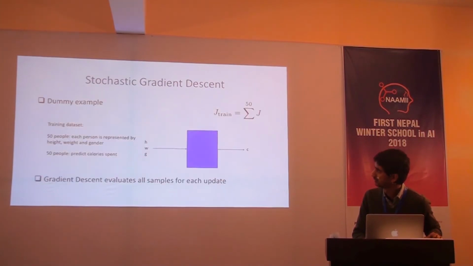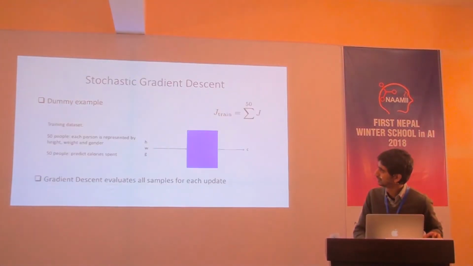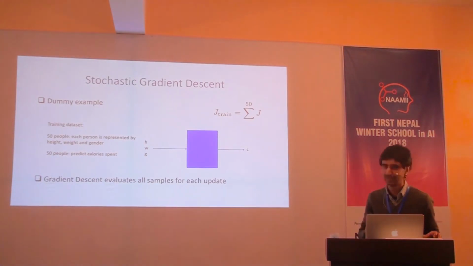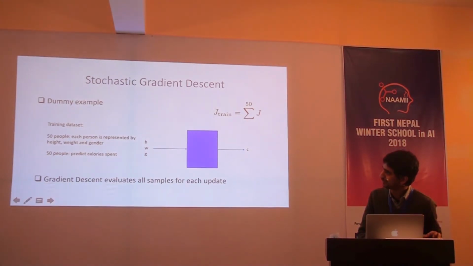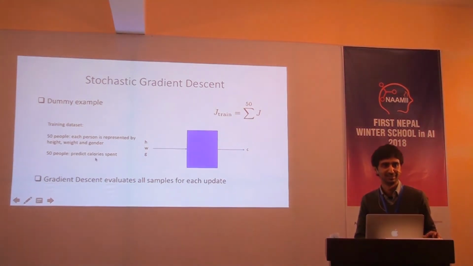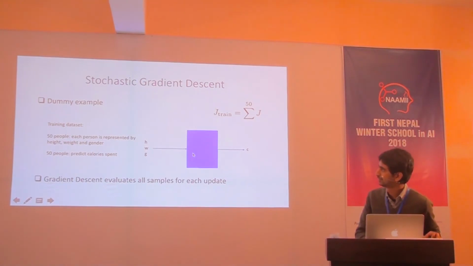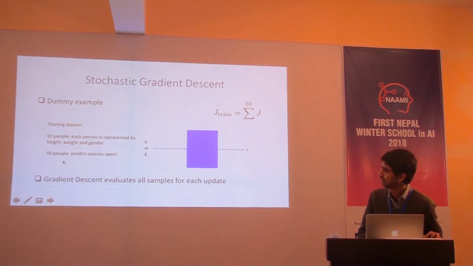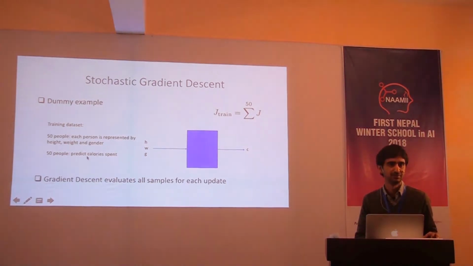So next is stochastic gradient descent. I don't think this example is better than what we had yesterday or before. Let's say 50 people, each person is represented by height, weight, gender, and you want to predict their calories spent. This is your deep network, right? So only 50 examples. This is a training data set, and you have labels. The label is a real value here, like 2,000, 3,000, or whatever.